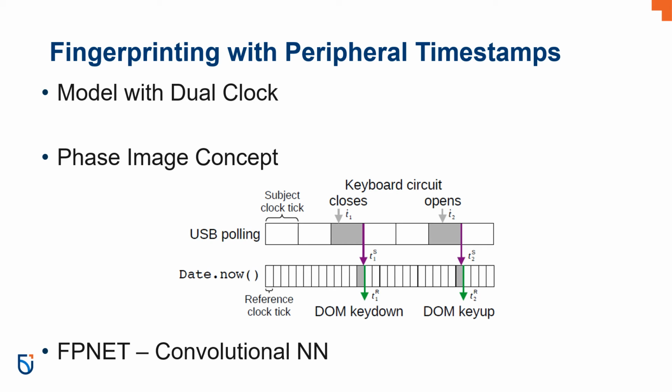The performance evaluated by the experiments covers 228K devices observed in the wild, taking 2 minutes of typing, and it has an accuracy rate of 87.35% for verification, with a population of around 100,000 devices. So this is the basic methodology of device fingerprinting, where the dual clock model enables comparison of two different clocks, and FPNet is a convolutional network that embeds the phase image into a low dimensional feature space.